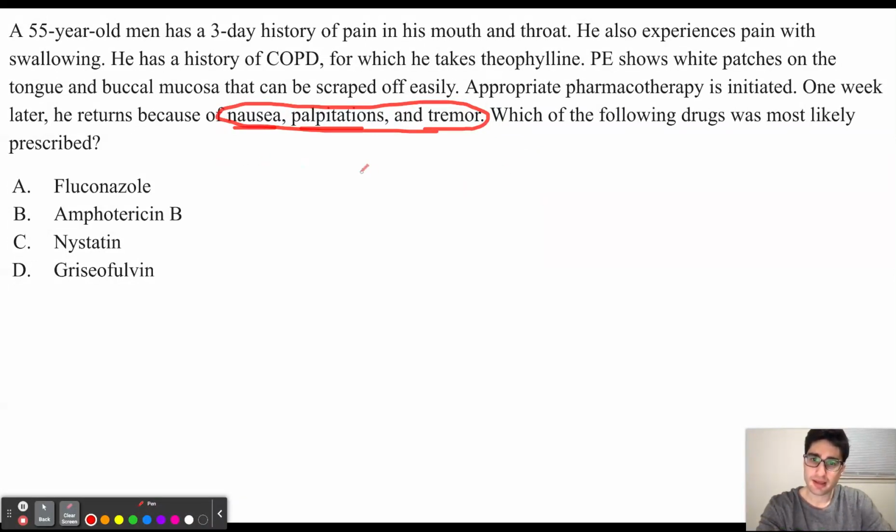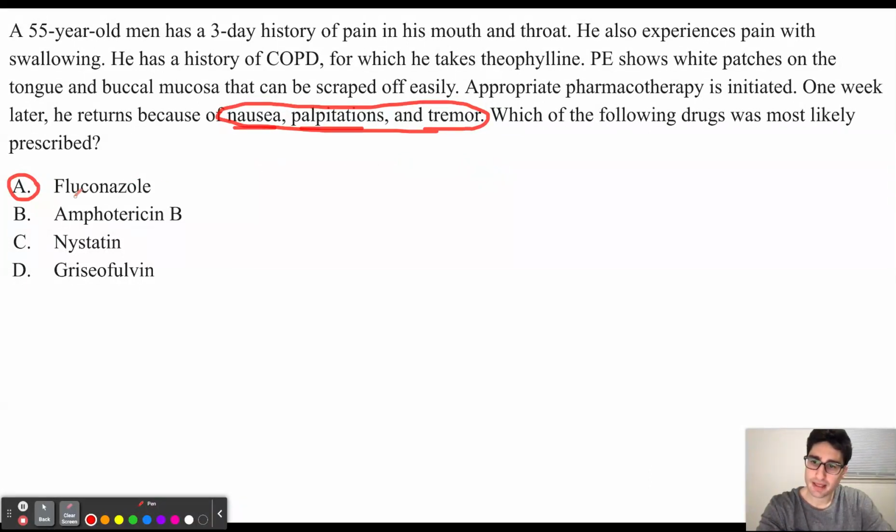Now, theophylline is going to be metabolized by cytochrome P450. As a result, we need to look for a drug that is going to be an inhibitor of cytochrome P450. And out of these answer choices, only answer choice A is going to be a cytochrome P450 inhibitor. So the correct answer is going to be fluconazole.